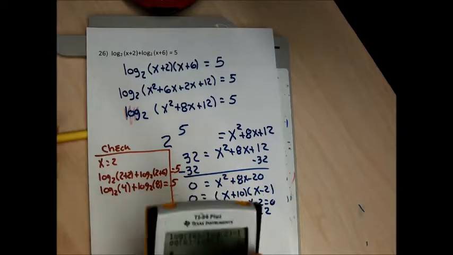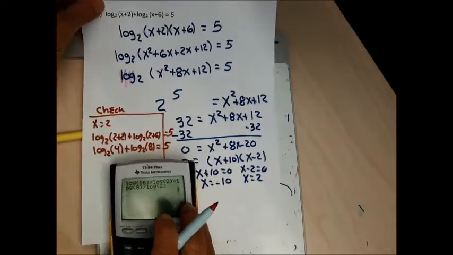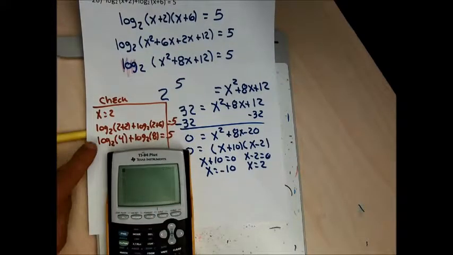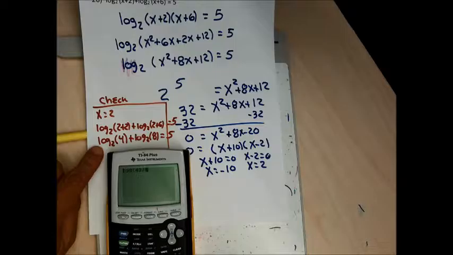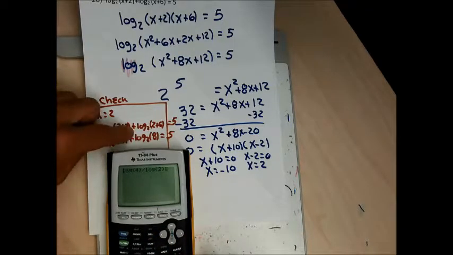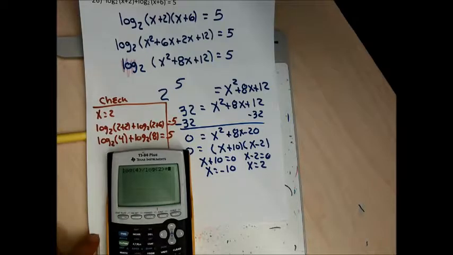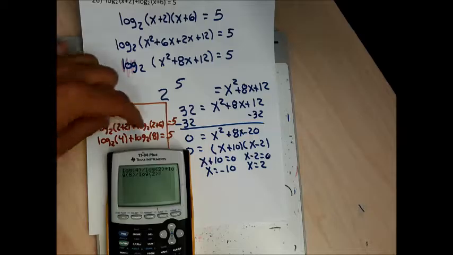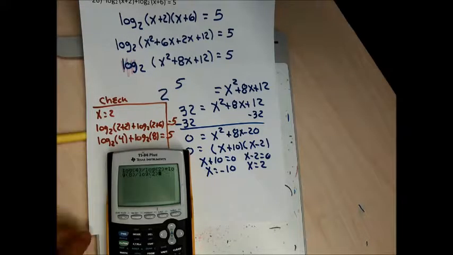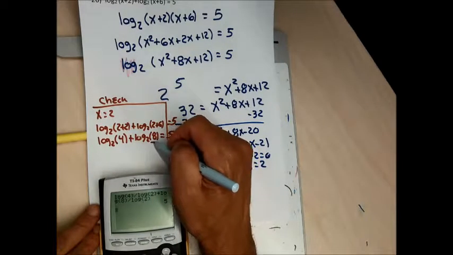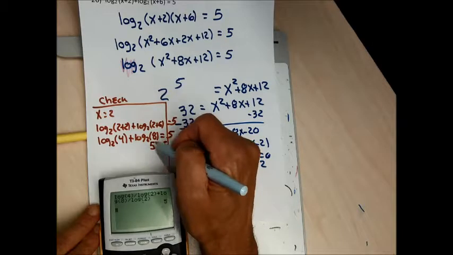Now I'm going to pull out my calculator. For the first logarithm, I'll do log of 4 divided by log of 2. And then I'm going to use this plus sign. And then log of 8 divided by log of 2. When I hit enter, it's simplifying the left-hand side. It better give me 5 because that's what the right-hand side is. So I know that's okay for an answer.